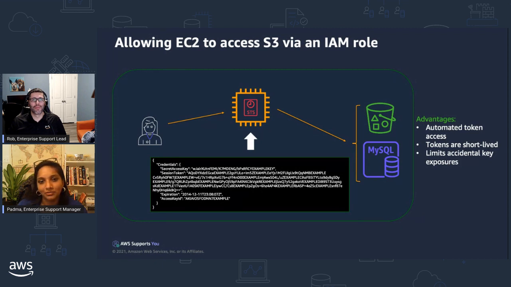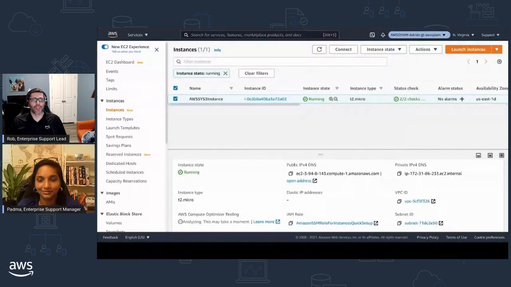So Rob, do you want to tell us a little bit more about using IAM roles on an EC2 instance? Yeah, so I'm going to show really quickly here. I'll just demo what it looks like to use an EC2 instance with a role in order to give access to AWS resources. I have my demo instance running in my account, and it's called my AWS Supports You S3 instance.